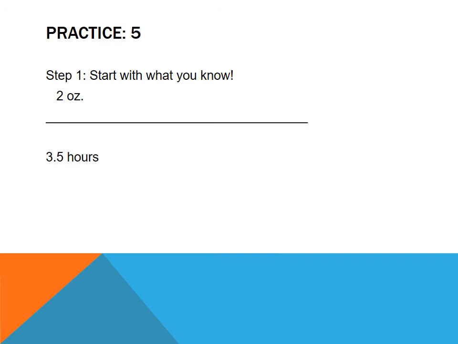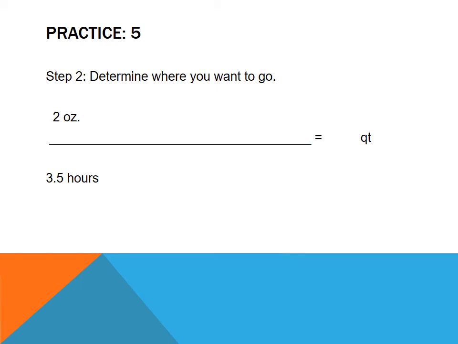Where do we want to go? Step 2. Determine where you want to go. We know that 2 ounces lasts for 3.5 hours. But what we want is to determine how many quarts she needs to buy for 3 days.